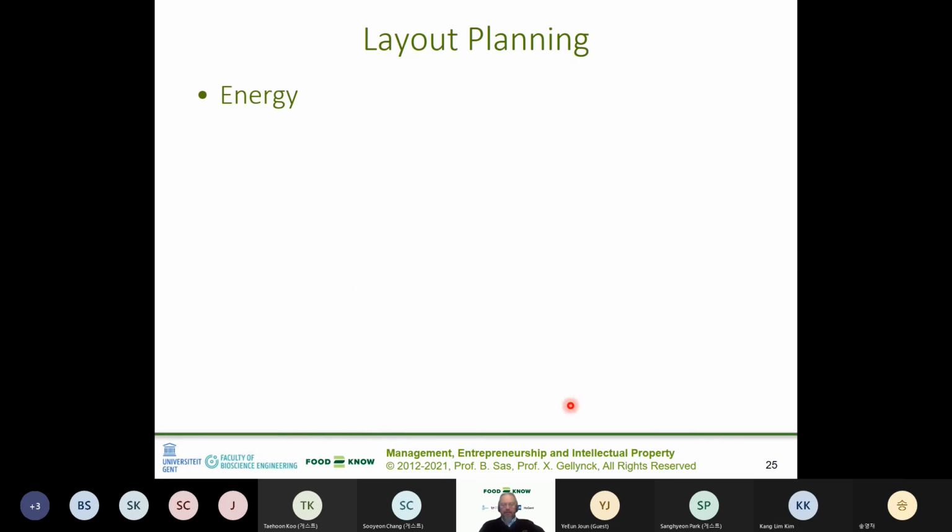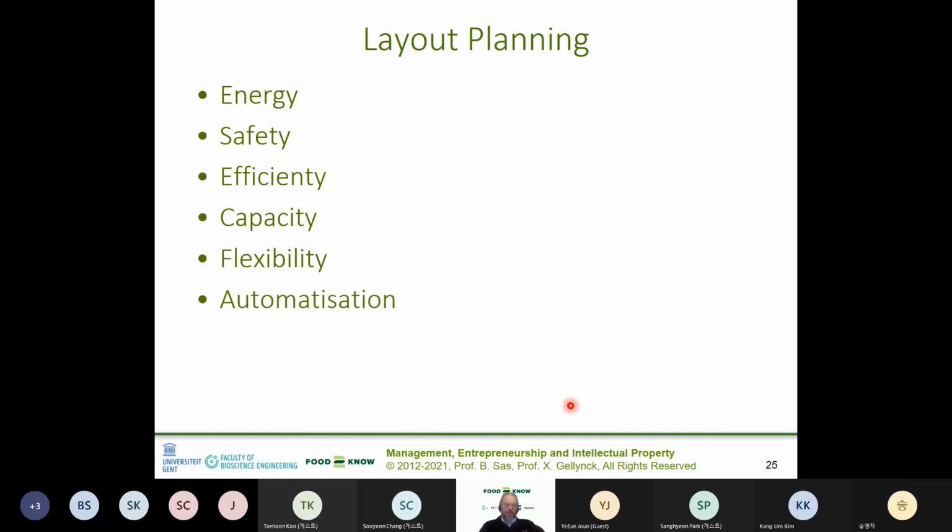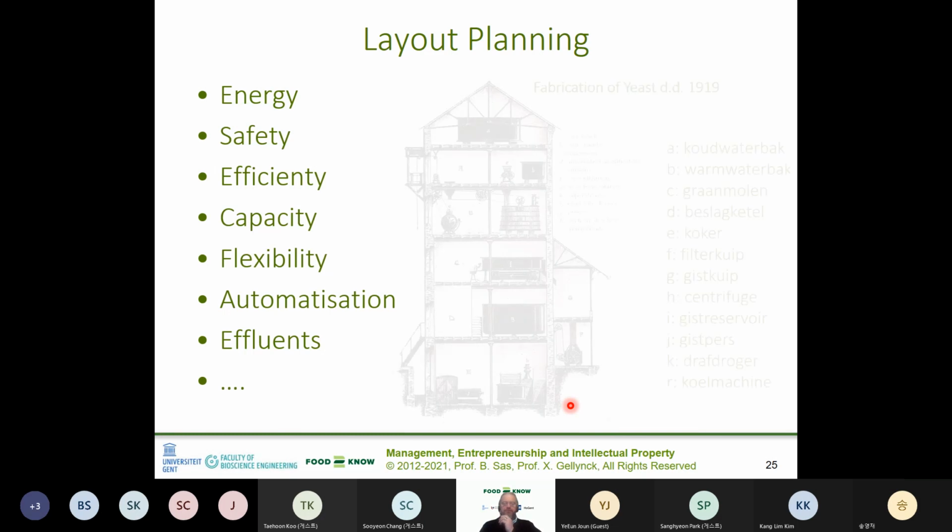For the layout planning, take into account energy, safety, efficiency, capacity, flexibility. So if you have a very rigid structure and things need to be changed, you have a problem. Automatization: we discussed also during creativity and innovation the importance of automatization. The effluents and many other things, waste disposal.